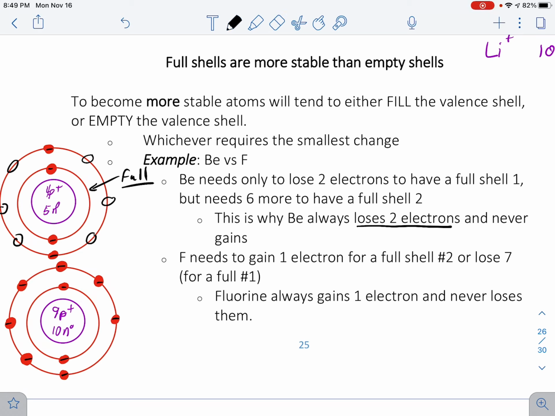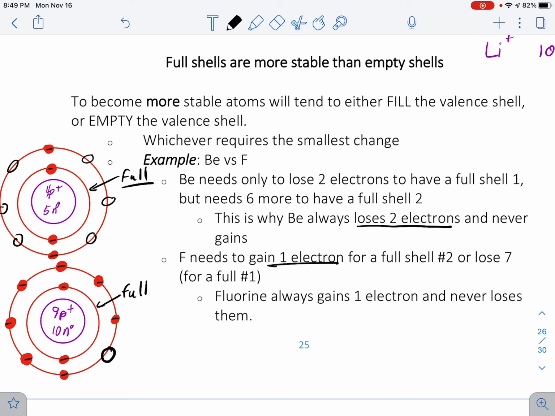That's the idea. So beryllium would lose 2 electrons, and that would leave it with a full shell, and that would become an ion, and we would call that beryllium 2+. And we'll maybe go through that in a second. Fluorine, on the other hand, it still has a full shell, right? That's still full, or it could just add 1 electron. So it could either lose 7, which is very hard to do, or it could gain 1. So it gains the 1 electron.